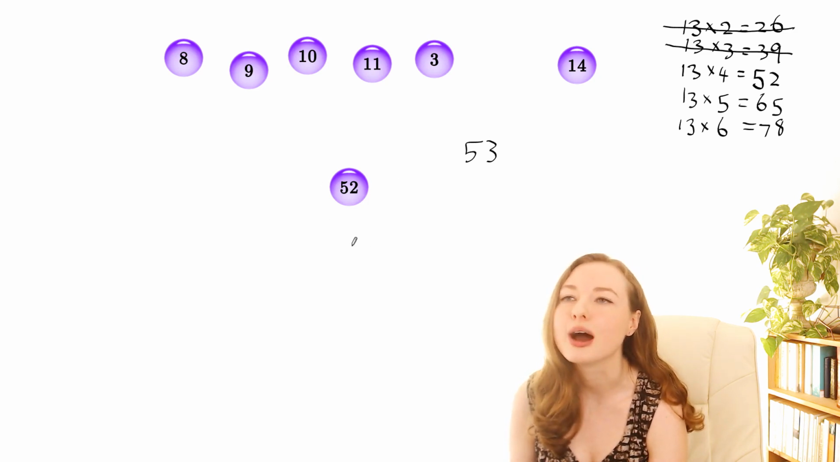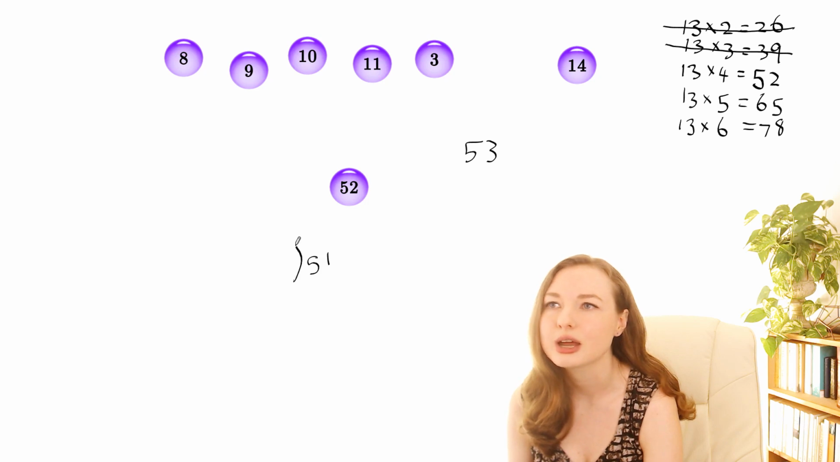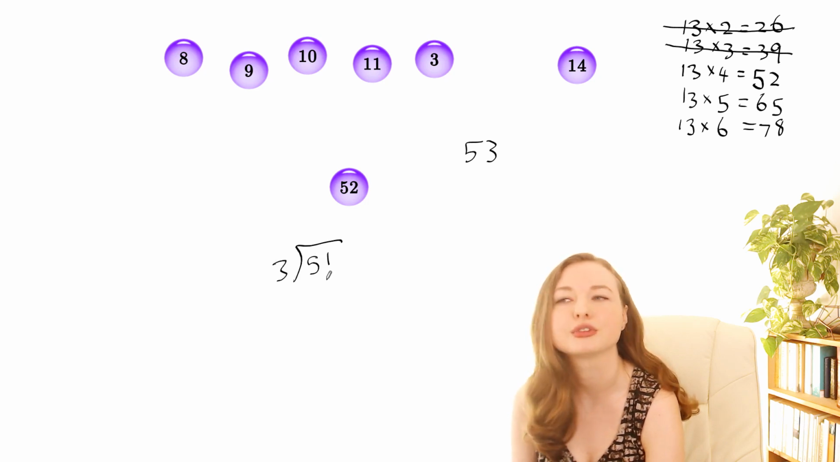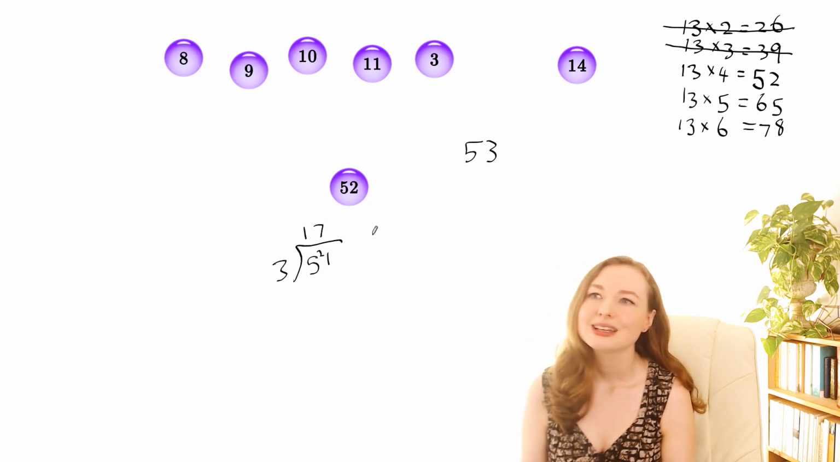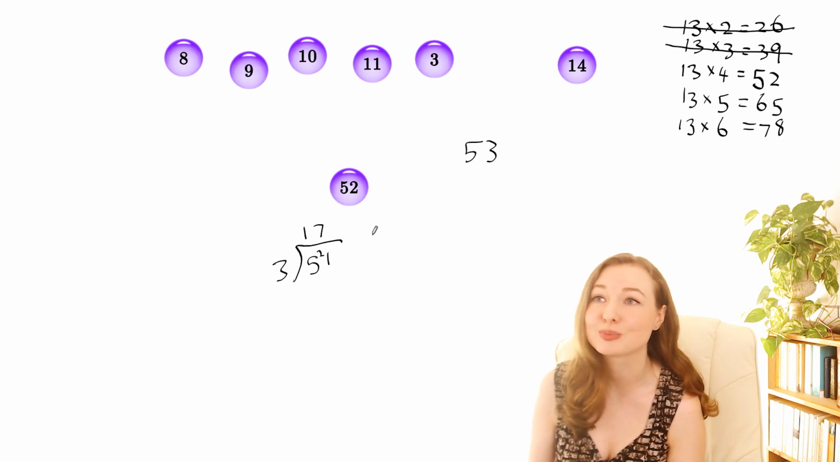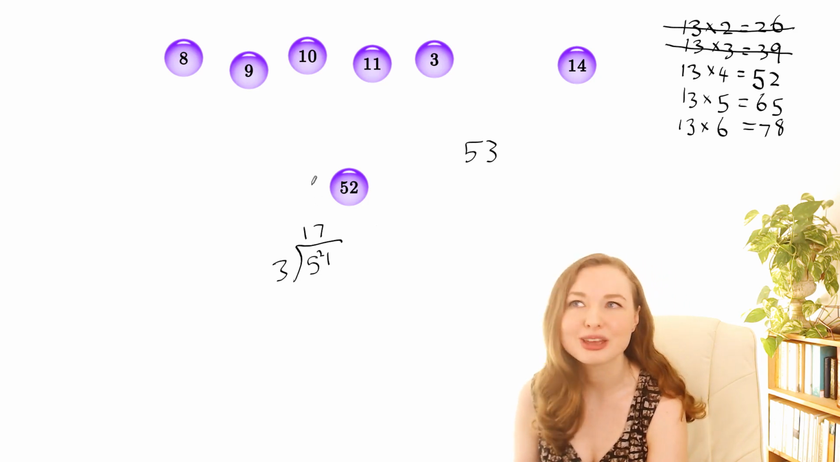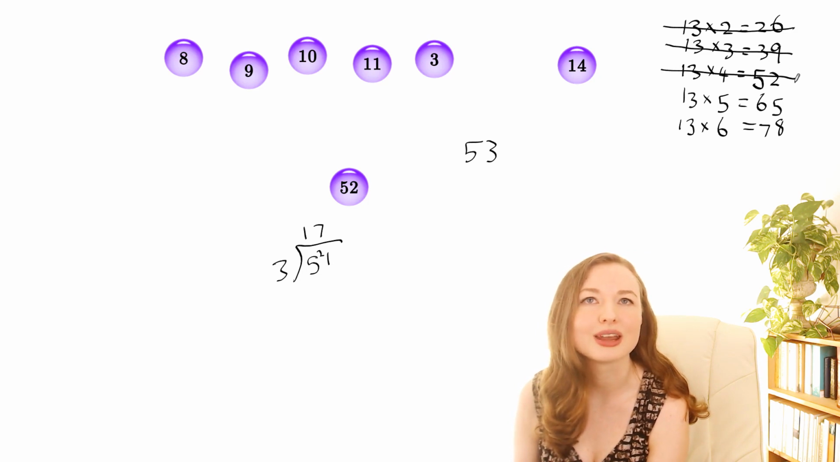What about 51? 5 plus 1 is 6, so that is actually a multiple of 3. Let's try that out. Let's go 3 into 51. Goes 1, remainder 2, and then 7. 17. We have no way of making 17 because that's prime. So we can't make 51 and we can't make 53, so we can rule that one out.